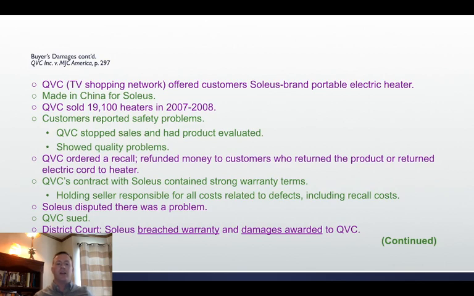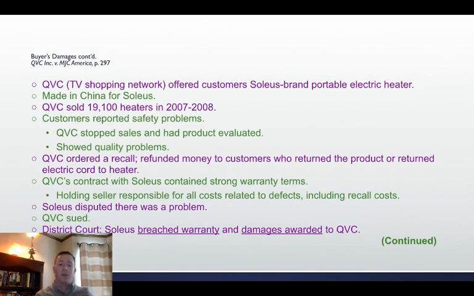They stop the sales, obviously, and they start contacting customers and trying to fix the issues to mitigate the damage and destruction that's happened after the safety problem with the heaters. So they order a recall, they start contacting customers, as you do in these situations, and they give them options.